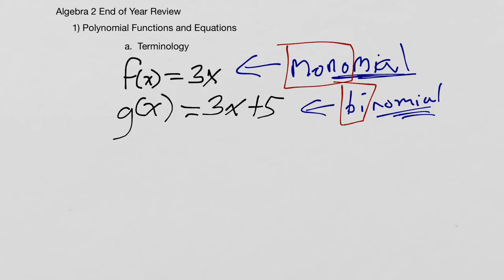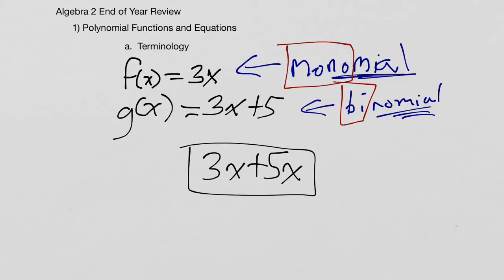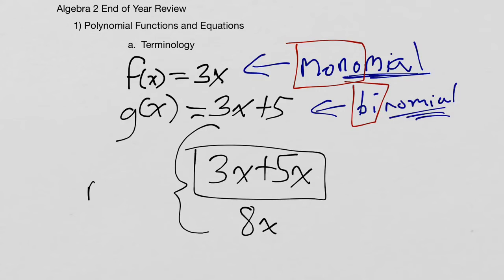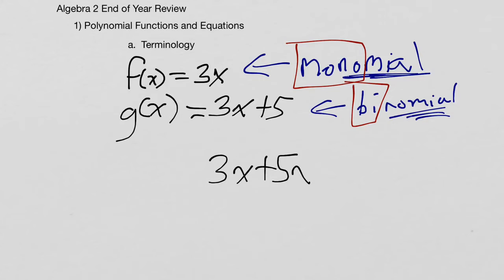So how do you know that something is two terms? Sometimes you might see something like 3x plus 5x. Well, that is not two terms because 3x plus 5x has like terms. And you can combine your like terms, and you'll just have 8x. So actually, that's still a monomial, not a binomial. So that's something that you need to be able to know.